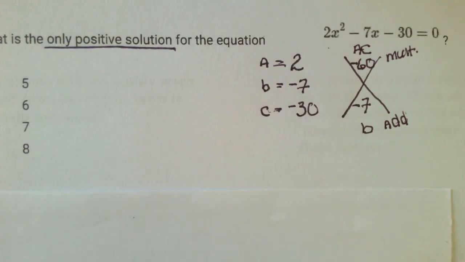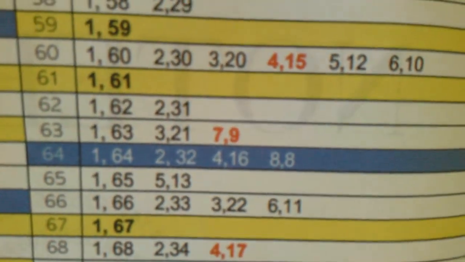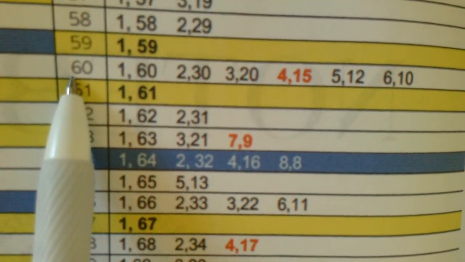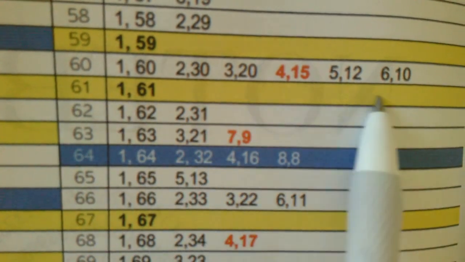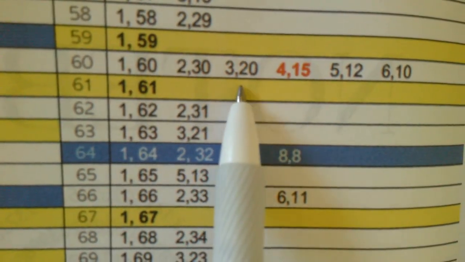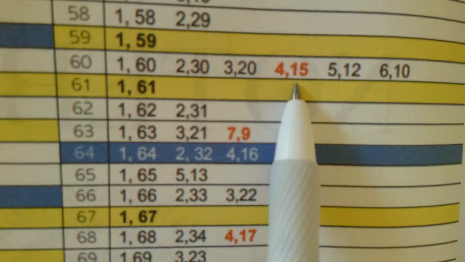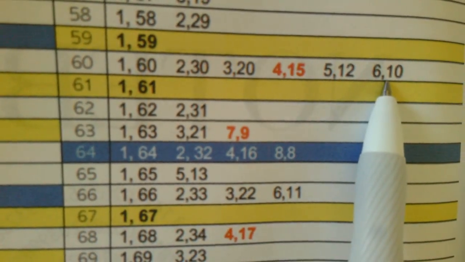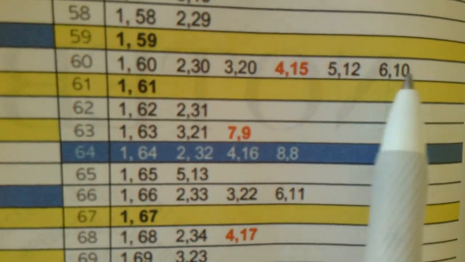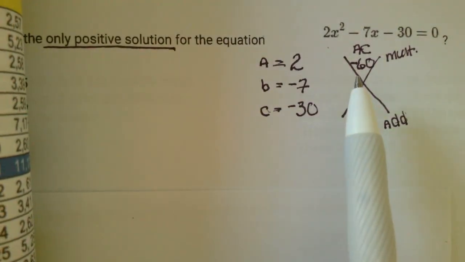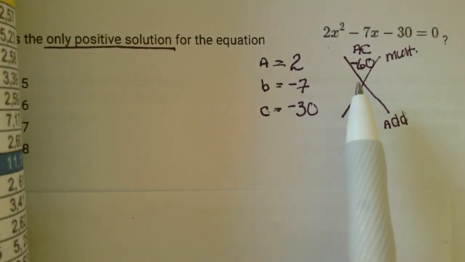Okay, so let's take a look. If you look at my handy dandy factor chart, we have 60. These are the factors of 60. You have 1 and 60, 2 and 30, 3 and 20, 4 and 15, 5 and 12, and 6 and 10. We already know that 6 and 10 won't work, and one of these has to be negative because we're looking for a negative 60.